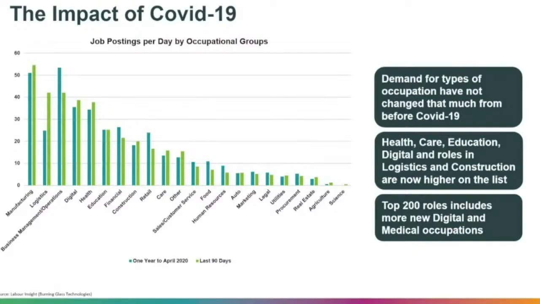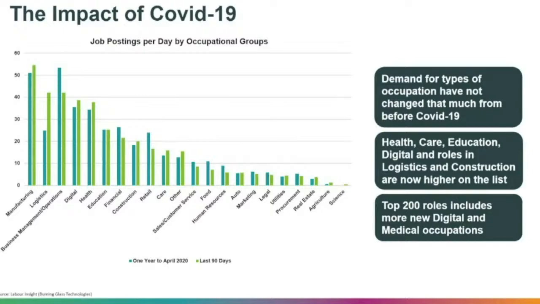The kind of jobs that we have seen come more to the fore are obviously within the health and the care and the education sector. A few more in digital as well, as you'd probably appreciate. Logistics is growing really fast now, and construction is starting to come back online and is showing healthy growth. Within the top 200 new jobs that have entered, there are digital and medical occupations.